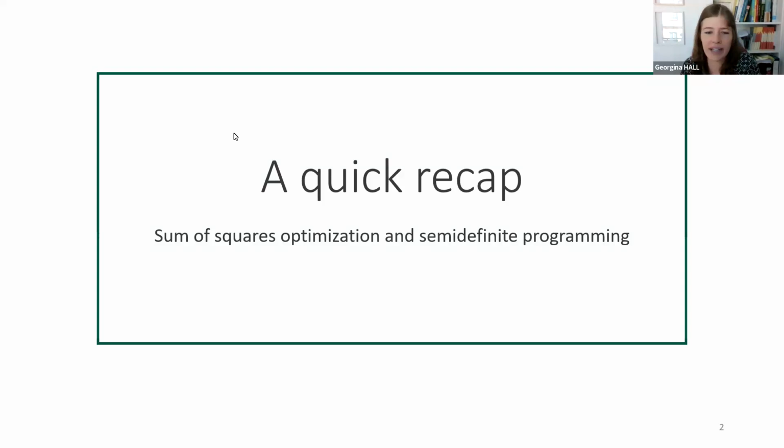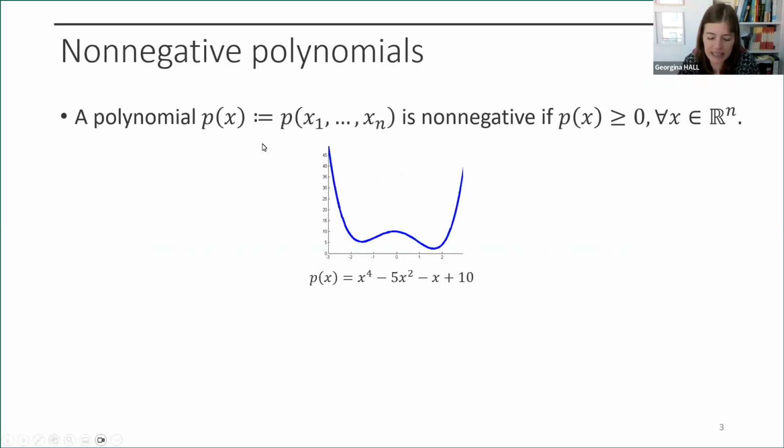So very briefly, what you've been seeing so far is about non-negative polynomials. We say that a polynomial p of x in n variables, x1 through xn, is non-negative if p of x is greater or equal to 0 for any x that you plug in. So here's a univariate example. Here it's quite easy to eyeball it and to think, okay, well, this polynomial is manifestly non-negative.